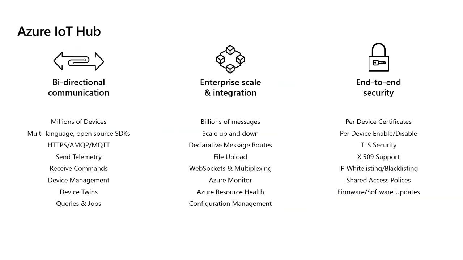We also have support for multiple protocols. I'm going to deep dive into that a little bit later, on the different protocols and why you would choose one protocol over another. There's a reason why we support multiple protocols. We support HTTP, AMQP, MQTT, and we'll deep dive into that later. And then of course, IoT Hub supports sending telemetry up.